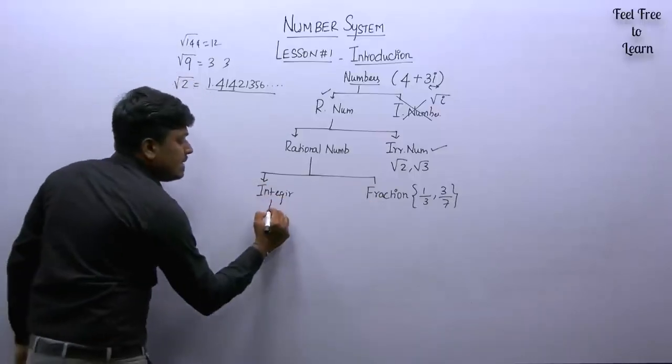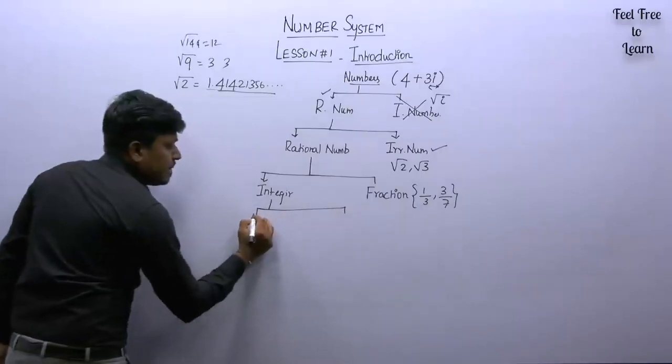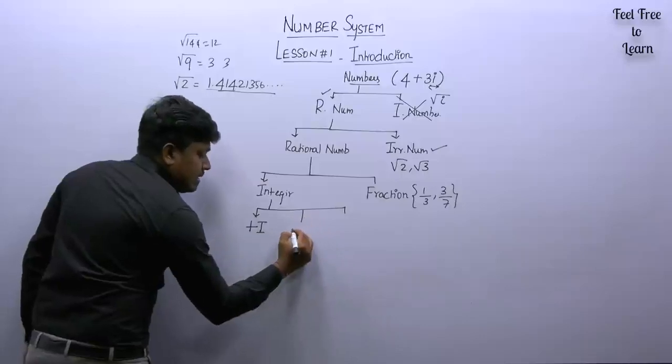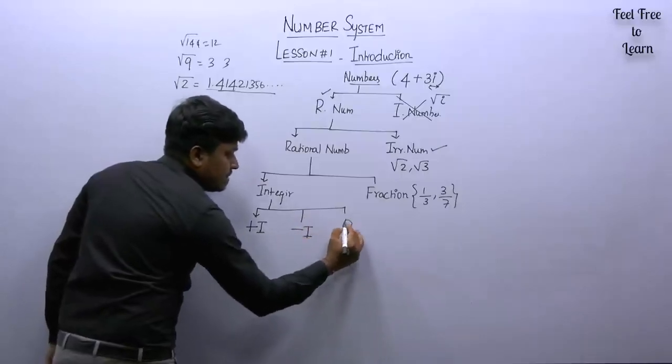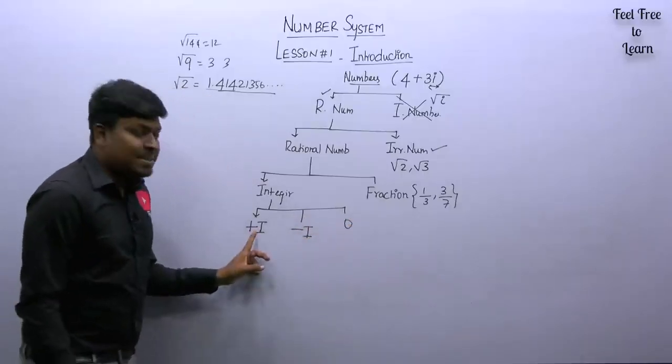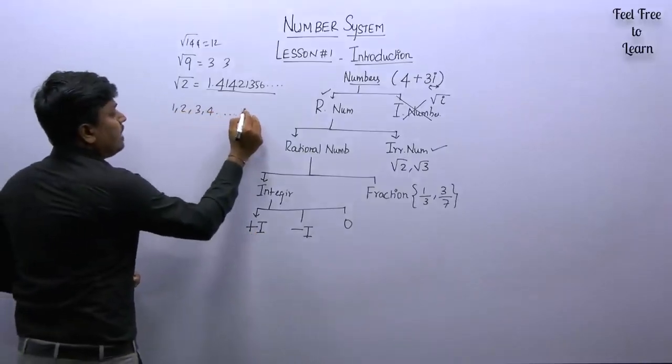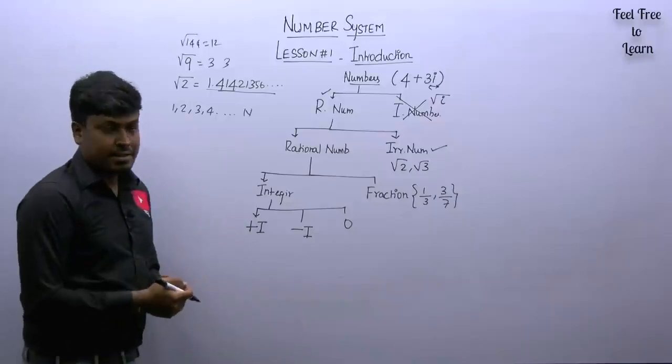Now the integer is separated into, for example, positive integer, negative integer and the number 0. See, a positive integer is nothing but 1, 2, 3, 4 till n, and that is called a positive integer.